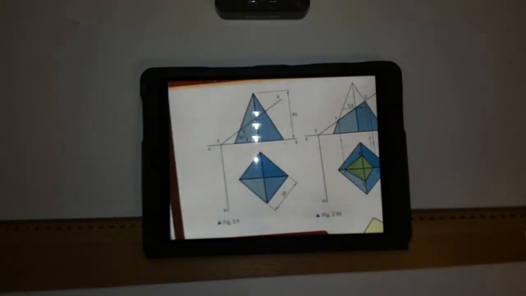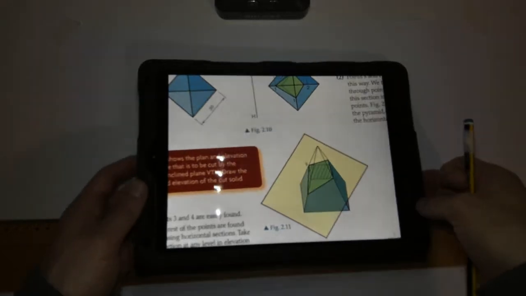So you can see there the elevation and plan, and what we're doing is cutting an angle off of the actual pyramid there. So that simply inclined cutting plane is cutting this surface off here. So the first thing we do is get the question set up.